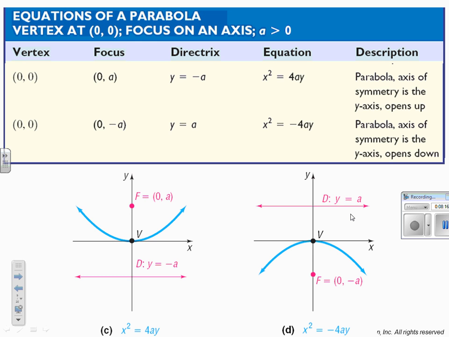When I open up, my focus is at 0, a, and my directrix is at y equals negative a. The equation that represents an opening up parabola is x squared equals 4ay. And then for one that opens down, my focus is at 0, negative a. My directrix is at y equals a, and the equation is x squared equals negative 4ay.